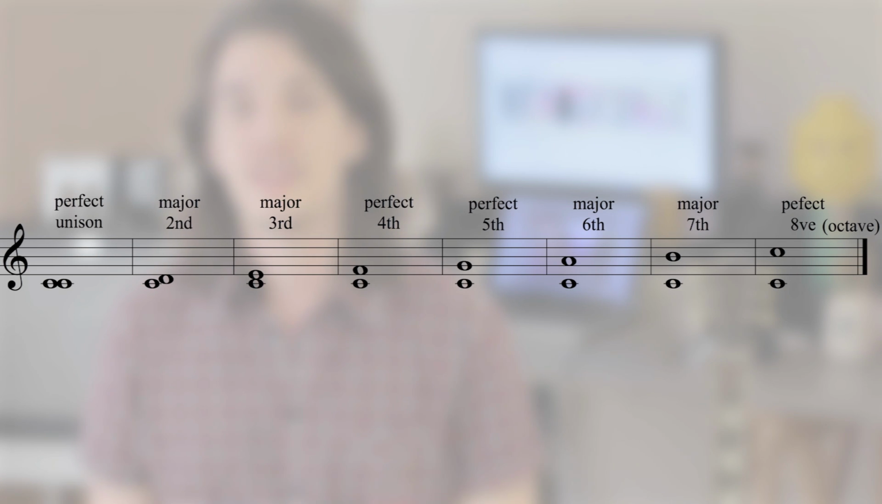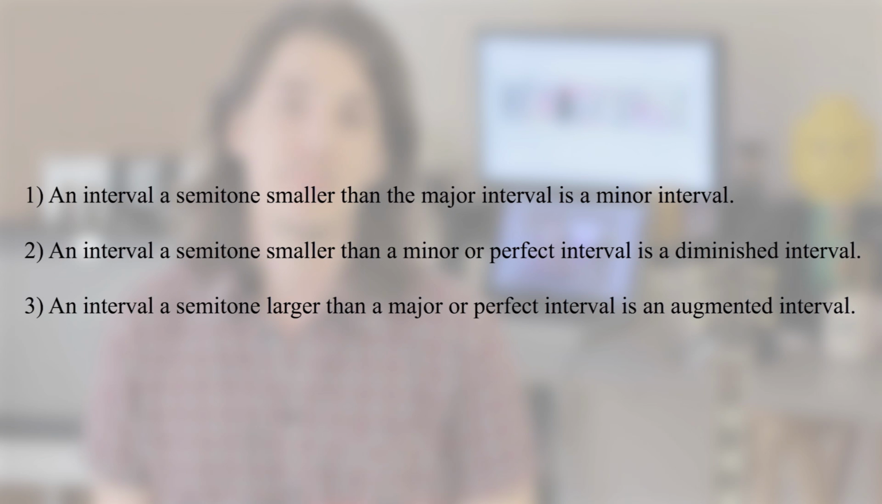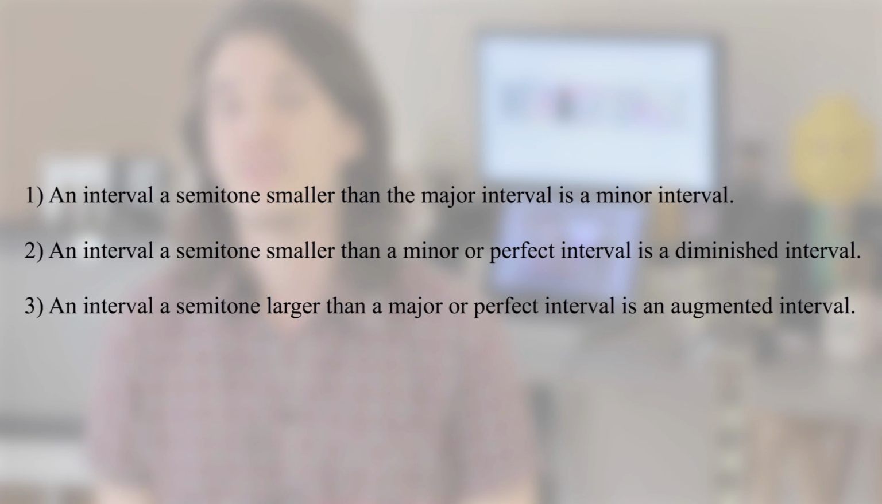If the upper note of the interval is not contained within the major scale, and it is a semitone or half step smaller or lower than a major interval, it is then called a minor interval. If it is a semitone lower than a minor or perfect interval, then it's a diminished interval. And finally, if it's a semitone higher than a major or perfect interval, it is then called an augmented interval.